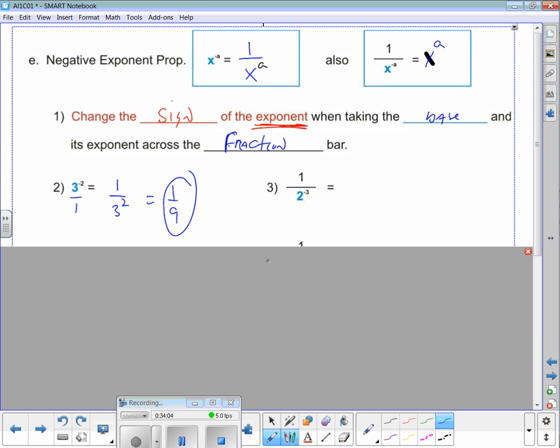In the second situation, technically I could simply do this. Things with a negative exponent in the bottom are positive exponents in the top, right? I just took it right across the fraction bar.